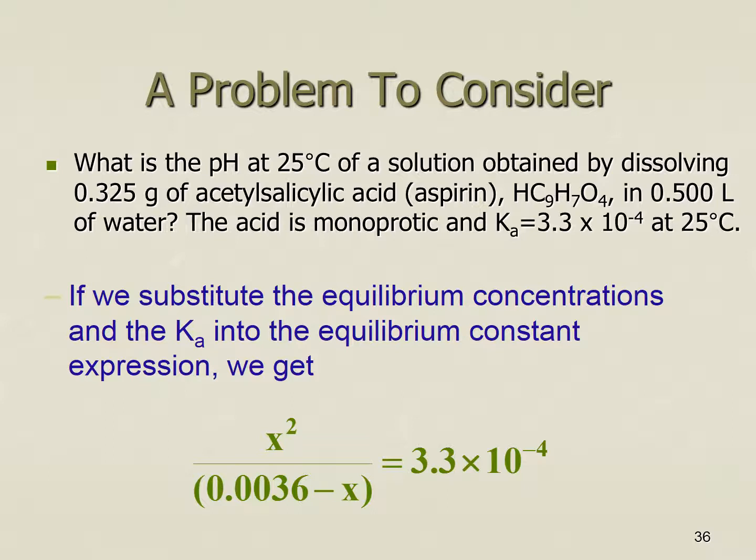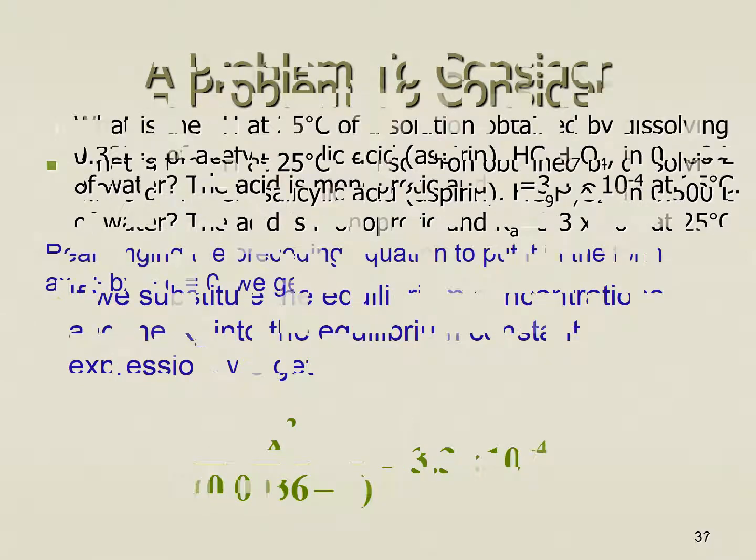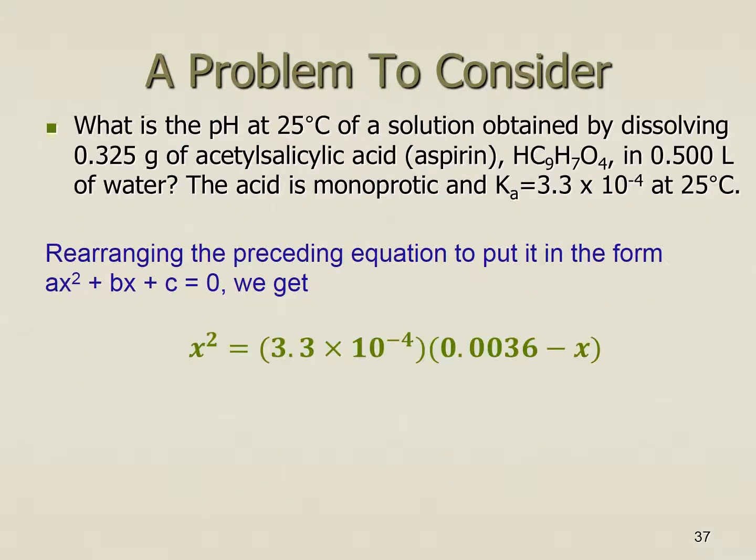But now we need to get it in the correct format to use the quadratic formula. So we rearrange it. First of all, multiply both sides by 0.0036 minus X. Don't forget that you have to distribute. So multiply 3.3 times 10 to the minus 4th times 0.0036, and we get 1.2 times 10 to the minus 6. And then 3.3 times 10 to the minus 4th times negative X gives us minus 3.3 times 10 to the minus 4th X.